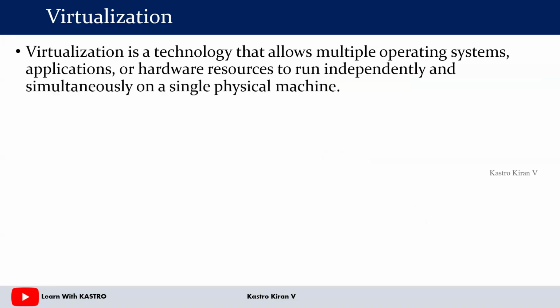Virtualization is basically a technology that allows multiple operating systems, applications, or hardware resources to run independently and also simultaneously on a single physical machine. So let us look into this definition step by step. First thing is, what is meant by virtualization? It is a technology that allows multiple operating systems to run independently on a single physical machine.